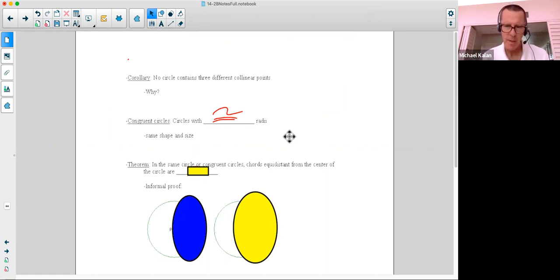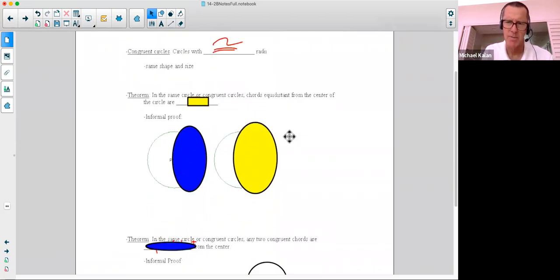Awesome. Yeah, same shape, same size. Okay. All right, here's a good theorem. In the same circle, or congruent circles, chords equidistant from the center of the circle are congruent. Yeah, right? So let's do the proof of this.